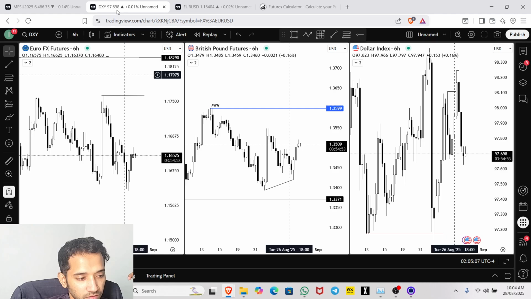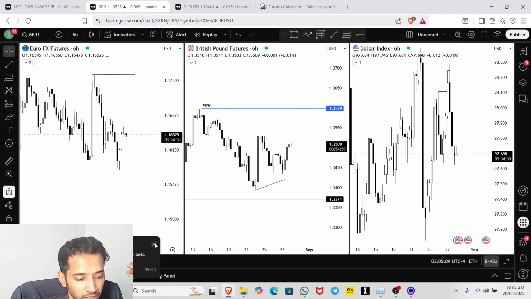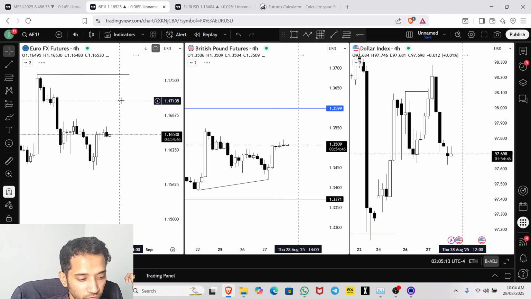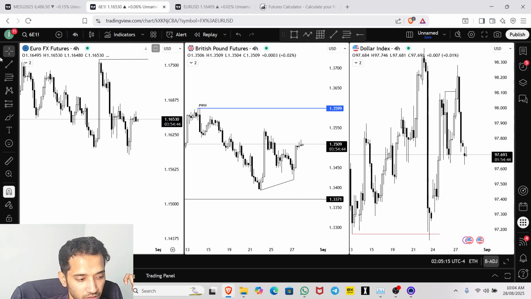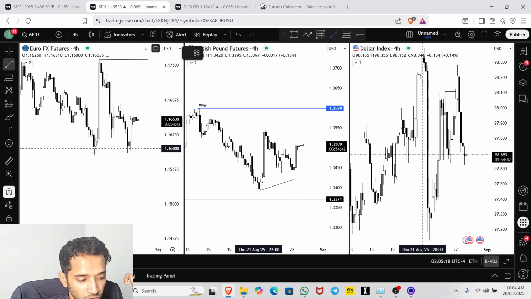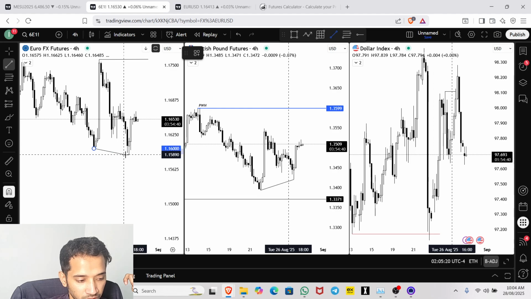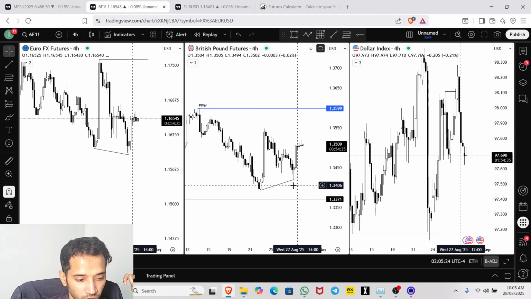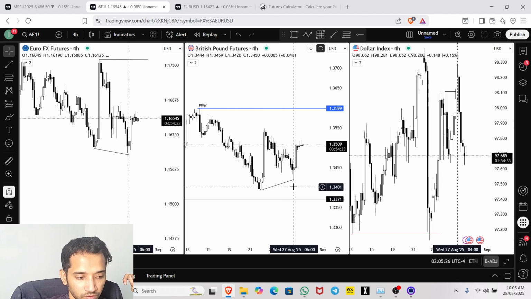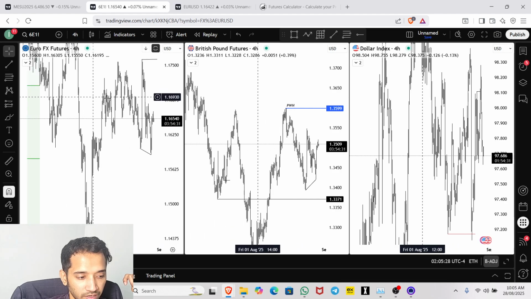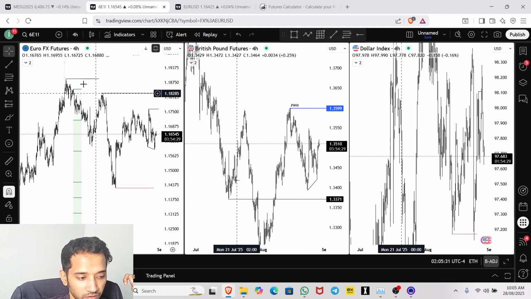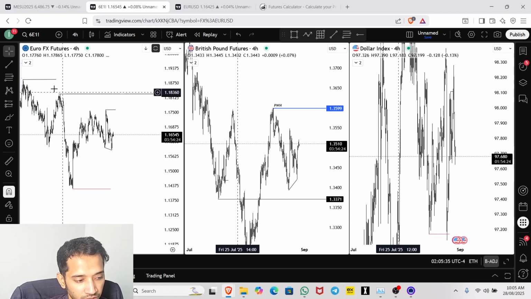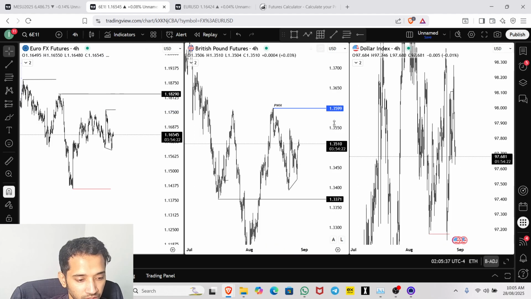Looking at Euro and GBP, what do we have? This low, previous week's low, was taken out, while the previous week's low was not taken out over here. Okay. And if I zoom out a little bit, we have a resting high here, liquidity here, liquidity here.